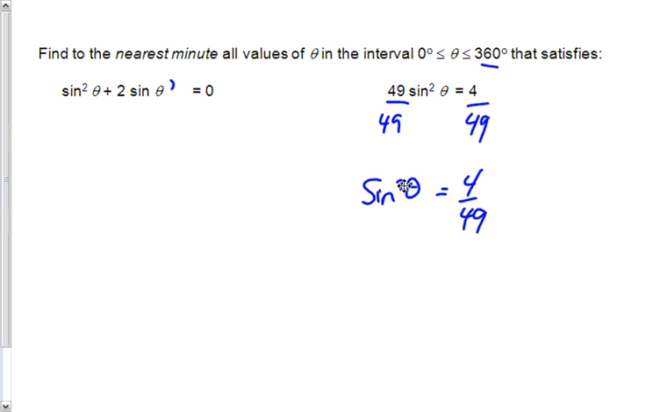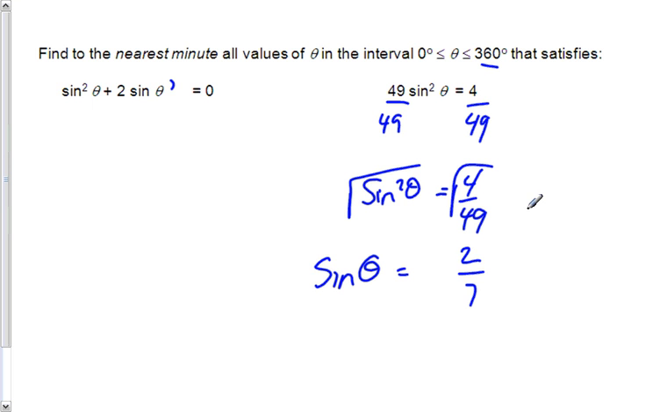Because you're going to say, I got to get rid of the square. How do I get rid of a square? Well, I got to take the square root of both sides. Let's take the square root of both sides. I get sine theta equals the square root of 4 over the square root of 49. The square root of 4 is 2. The square root of 49 is 7.